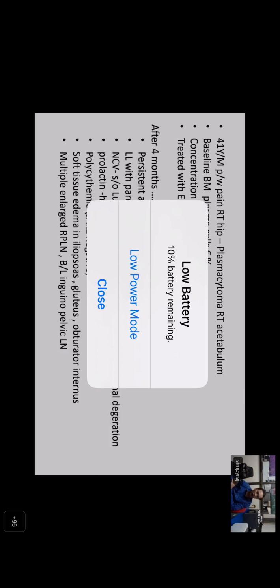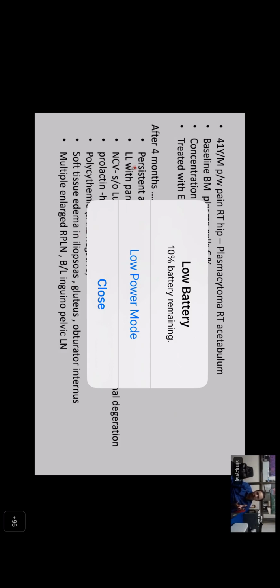After 4 months, the patient had persistent, increasing, bilateral pain. In fact, there was paresthesia in both lower limbs, and weakness. Now there was lumbosacral plexopathy. Even on neural studies, there was S1 motor axonal degeneration. The prolactin levels were high. There was polycythemia with increased RBC counts, but JAK2 was negative on molecular testing.